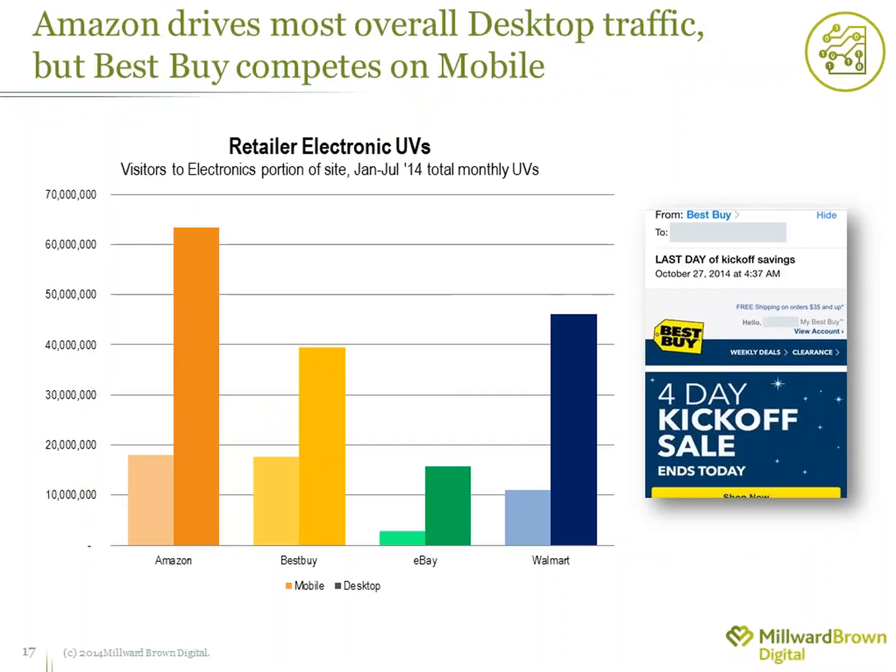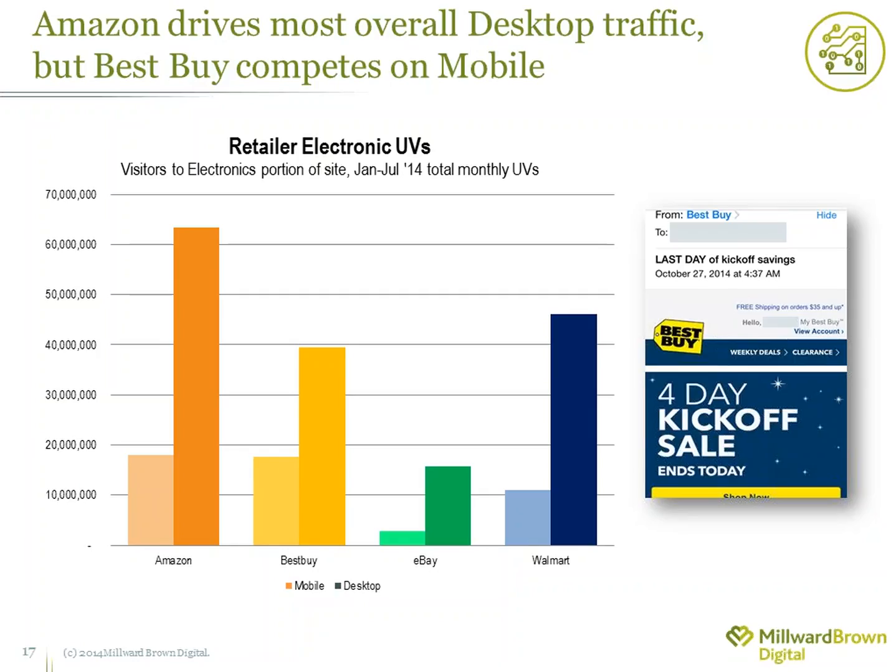Getting into some of the shopping activity with these retailers, first we can see that Amazon really drives the most overall desktop traffic, and that's probably not a surprise to anybody on the phone. But what might be a little bit surprising is how well Best Buy is competing with Amazon on the mobile side. What we're looking at here is the total volume of UVs visiting these retailers, specifically the electronics portion of their sites, during those first 7 months of 2014. You can see the desktop in the darker color on the right, and the mobile volumes in the lighter color on the left.